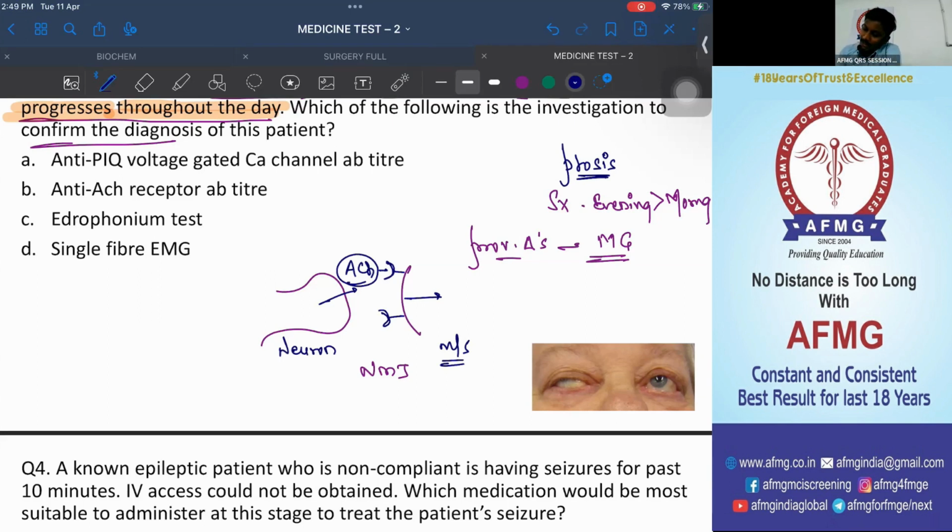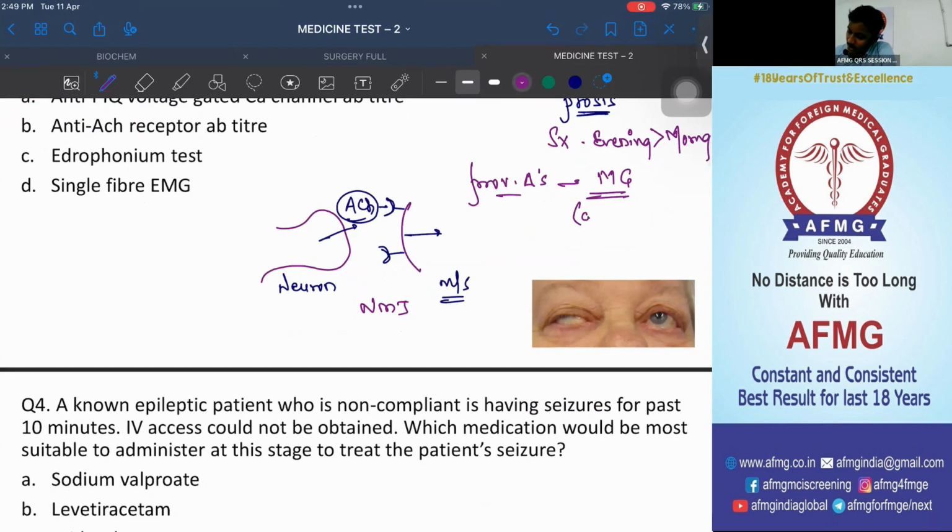But what happens in myasthenia gravis? Myasthenia gravis is which kind of a condition? It is an autoimmune condition. What do I mean by autoimmune condition? Here the patient will have some autoantibodies. What do I mean by autoantibodies? The type of antibodies which will attack our own body, self-destructing antibodies. So what do these antibodies target in our body? They will target the acetylcholine receptor. So these are anti-acetylcholine receptor antibodies.